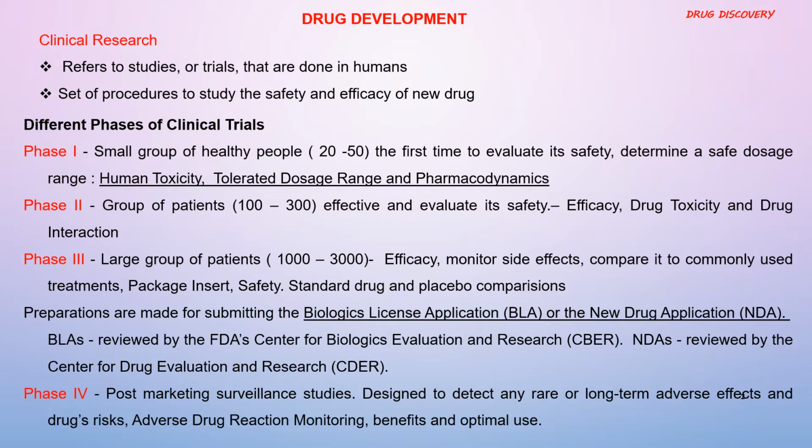Phase 2. It is a controlled study involving patients with some diseases. Example, anxiety, depression, phobia. It also includes patients with the disease which the drug is supposed to treat. The number of individuals include from 100 to 300.